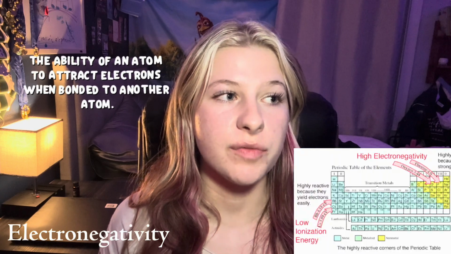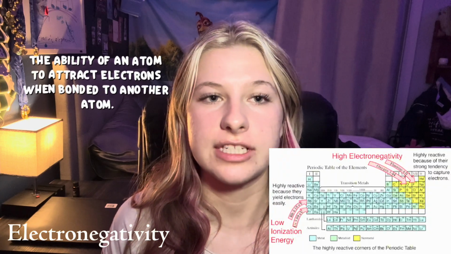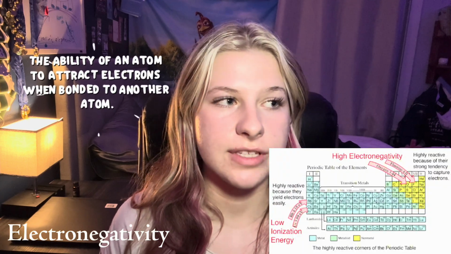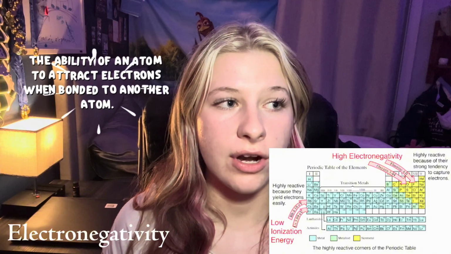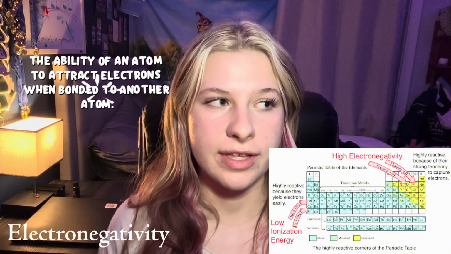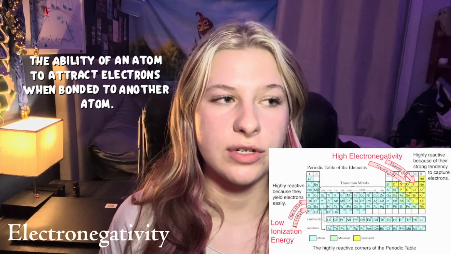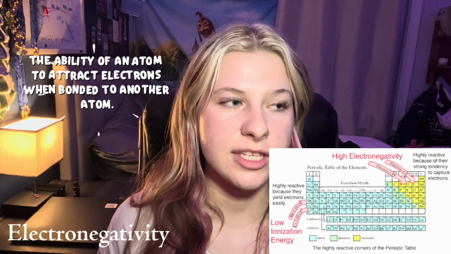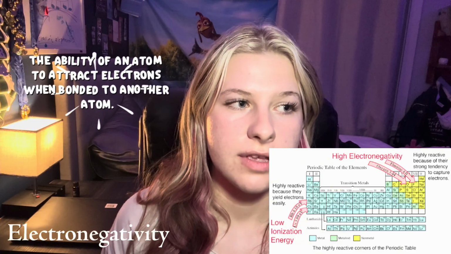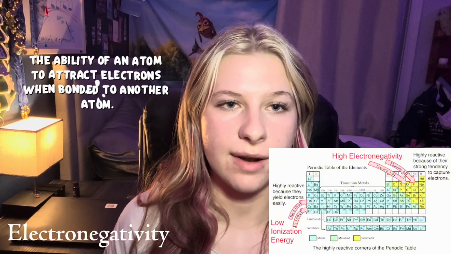Now let's talk about electronegativity. This is how strongly an atom attracts shared electrons when it's bonded to another atom. As you move down a group, electronegativity decreases. That's because atoms get bigger, and their outer electrons are farther from the nucleus, so they can't pull bonding electrons very well. But as you move across a period, electronegativity increases. Atoms get smaller and the nucleus gets stronger, so it can pull electrons from other atoms more easily.